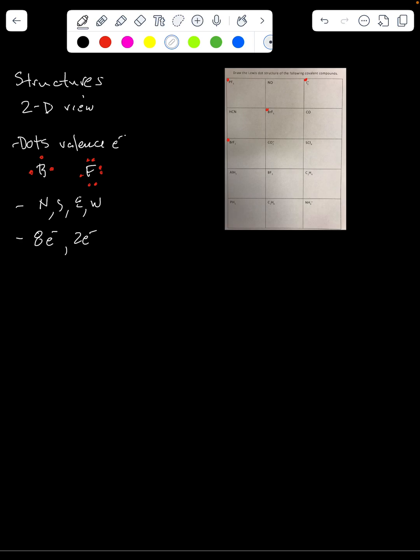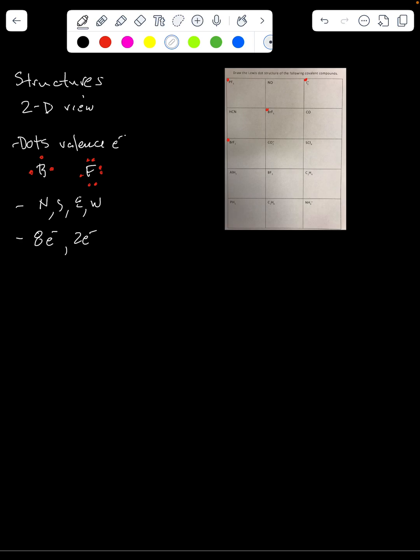But let's quickly review what the game plan is for Lewis dot structures. First of all, they are a 2D view, so they're not completely accurate, but it gives us an idea how the elements are arranged in space. They come from dots, which are valence electrons. I gave an example here of boron is in the 3rd column, so it has 3 dots. Also, fluorine is in the 7th column and therefore has 7 dots. Notice the electrons are arranged in north, south, east, or west locations.